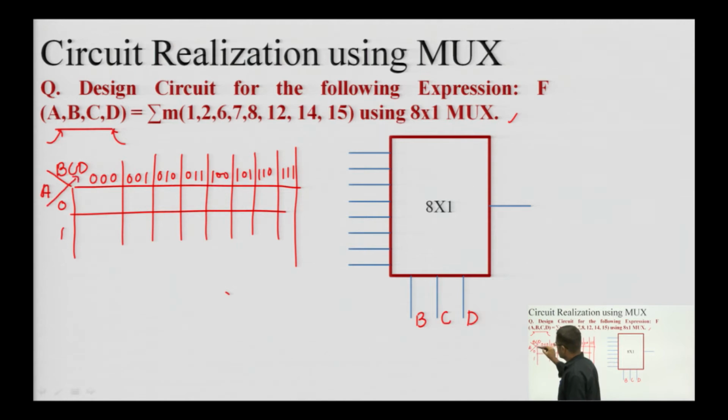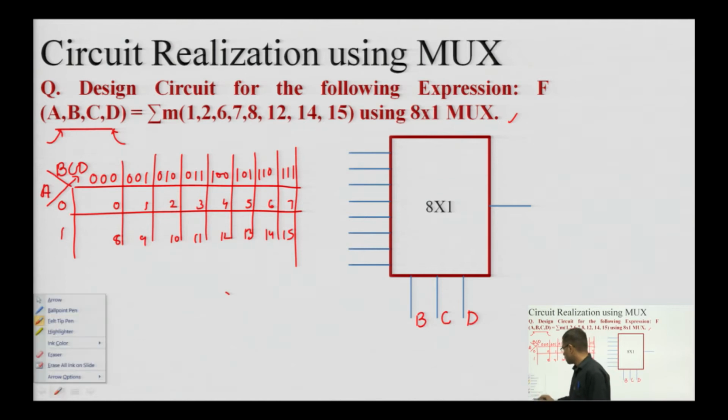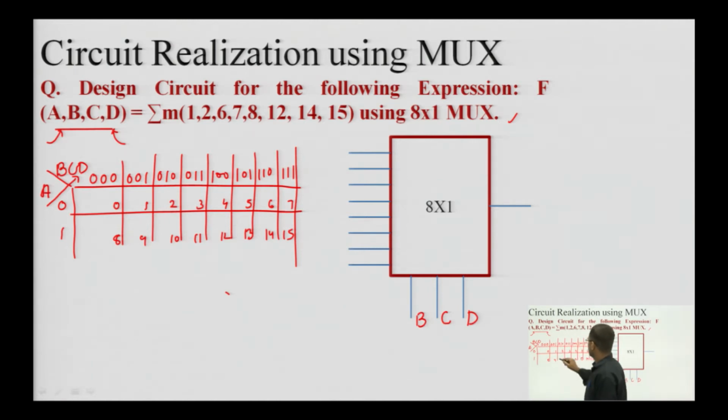So, if we study from A, B, C, D, these cell numbers can be labeled as 0, 1, 2, 3, 4, 5, 6, 7, 8, 9, 10, 11, 12, 13, 14 and 15. Okay. So, the terms which are provided to me as the high minterms can be fed into this structure as 1, 2, 6, 7, then 8, then 12, 14 and 15. Okay.